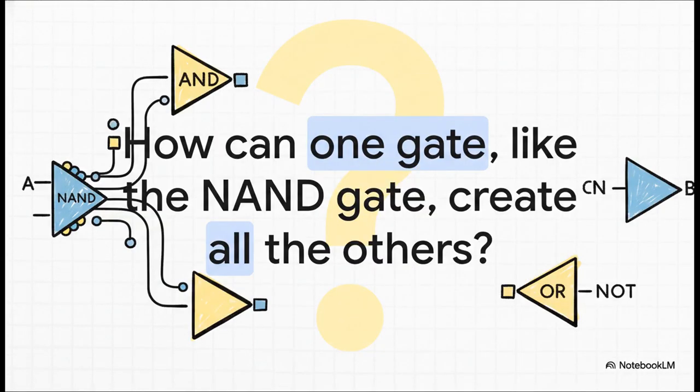But wait a minute, how is that even possible? How can this one little NAND gate pretend to be all the others, and, or, not? It sounds a bit weird, doesn't it? Well, the secret is all in how you wire them up.